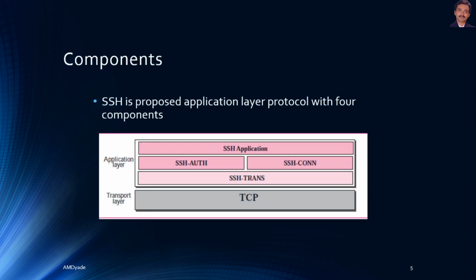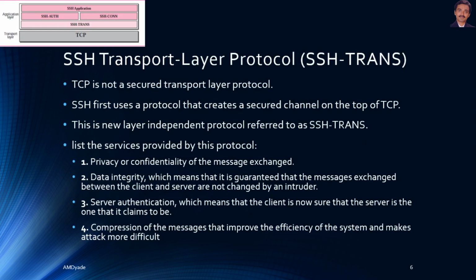SSH is a proposed application layer protocol with the following four components: SSH application, SSH auth, SSH con, and SSH trans. All come under the application layer. Let's first see the SSH transport layer protocol. TCP is not a secure transport layer protocol. SSH first uses a protocol that creates a secure channel on top of TCP. This is a new layer-independent protocol referred to as SSH trans.